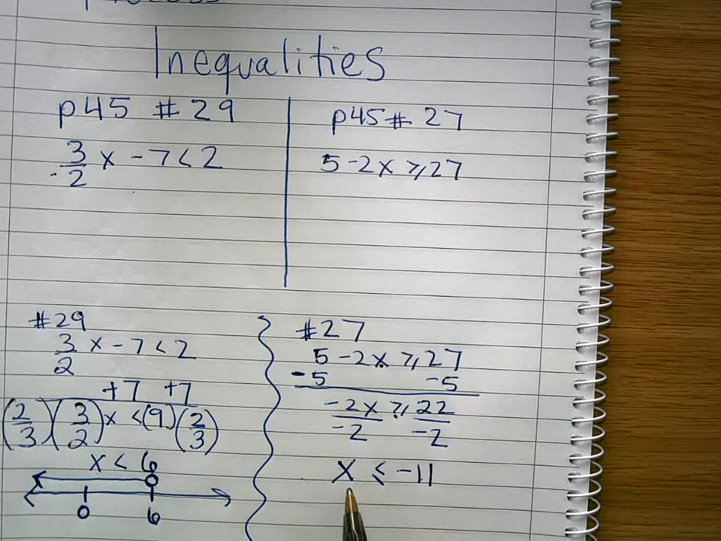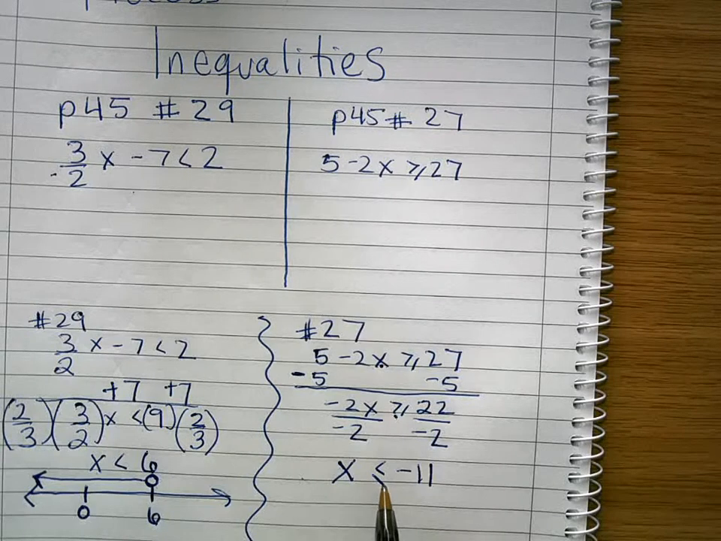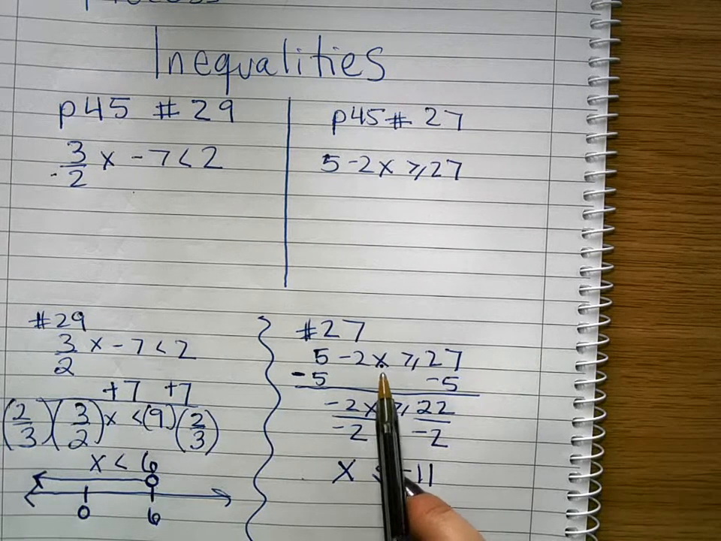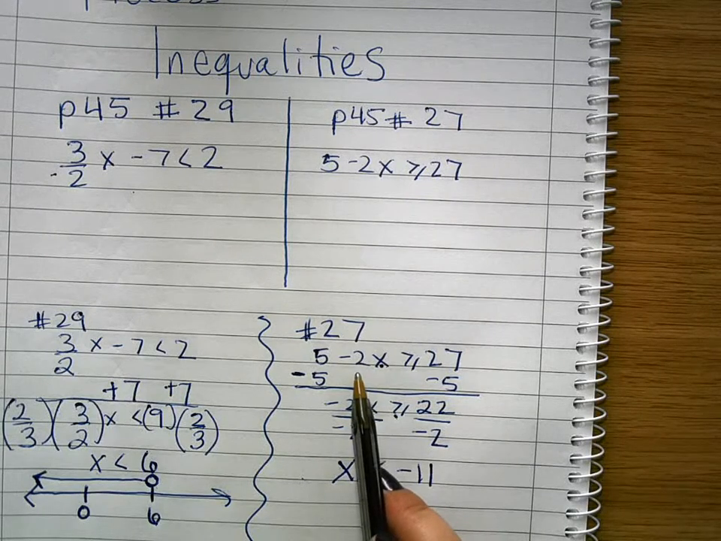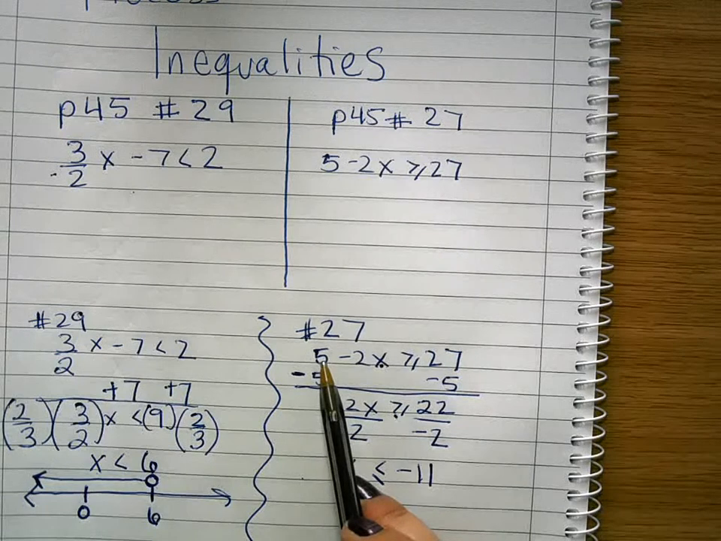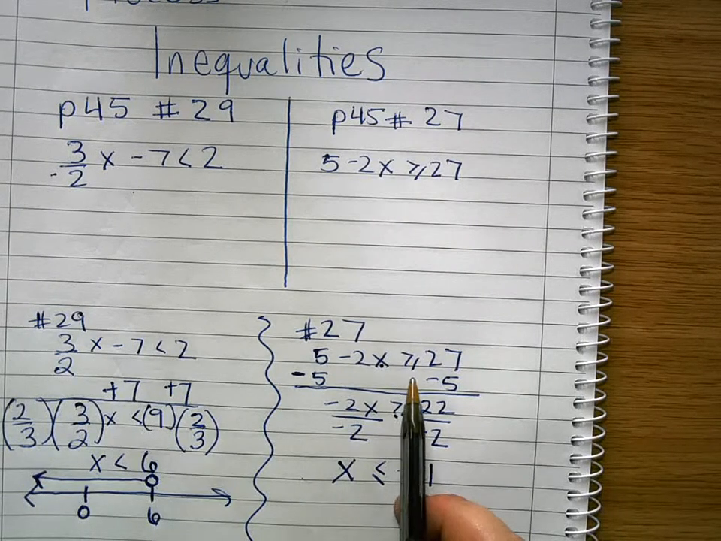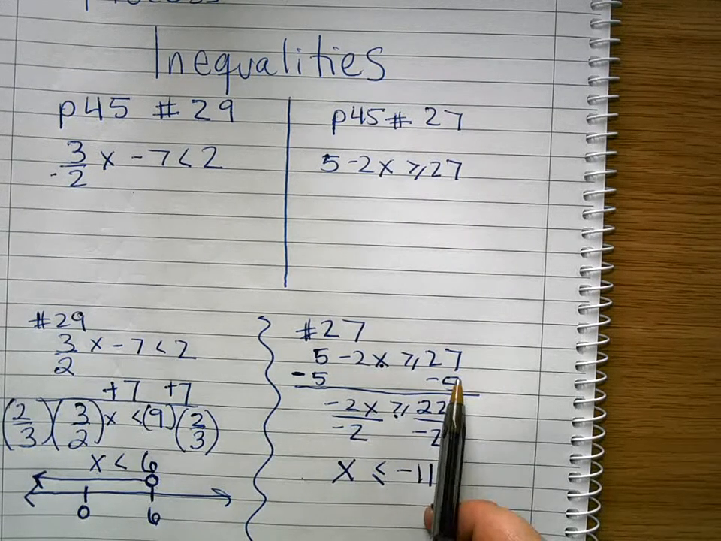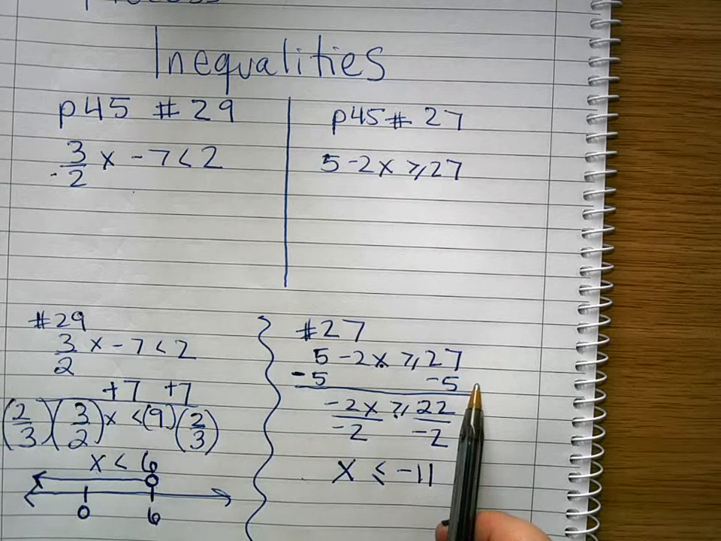If you pick any number that is less than or equal to negative 11, let's make it easy. Let's say negative 12. Substitute it in, it should make the statement true. Let's see what happens. So we have negative 2 times negative 12, positive 24, plus 5 is 29. 29 is greater than 27, so it works for this sentence.